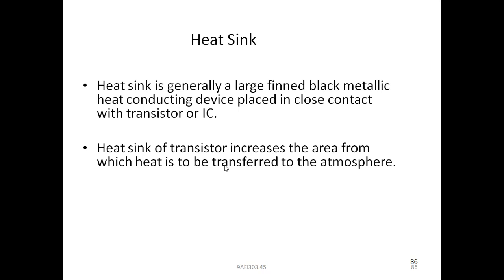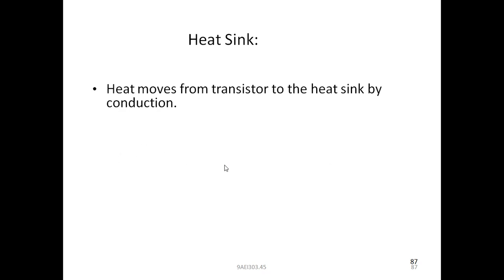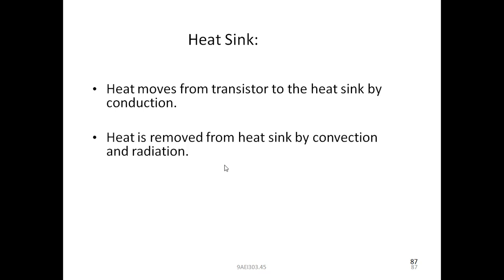The heat sink of a transistor increases the area from which heat is transferred to the atmosphere. Heat moves from the transistor to the heat sink by conduction. By this conduction process, heat generated in the transistor can be easily moved to the atmosphere. Heat is removed from the heat sink by convection and radiation.